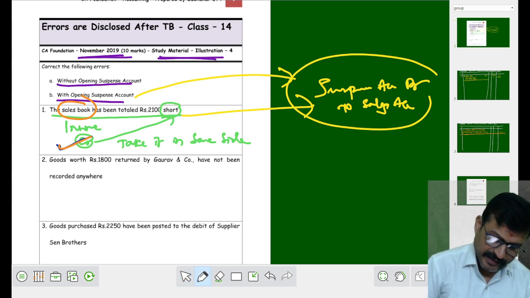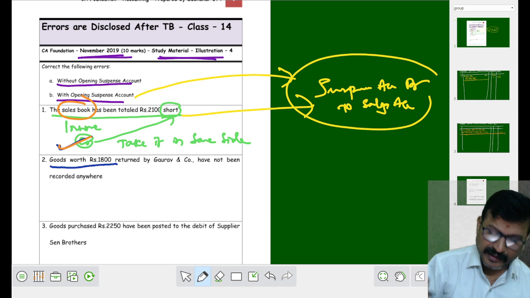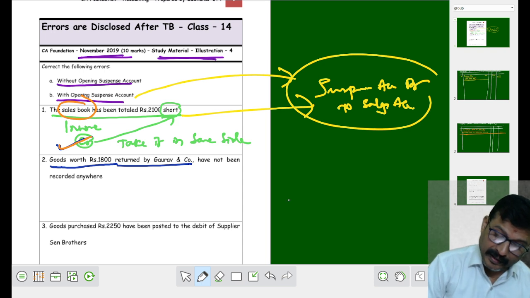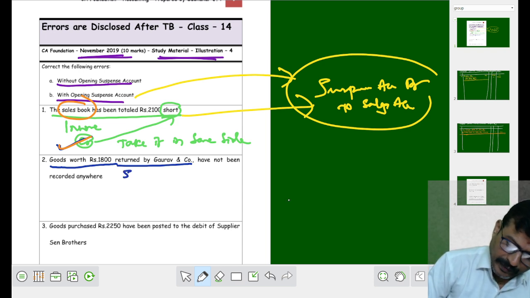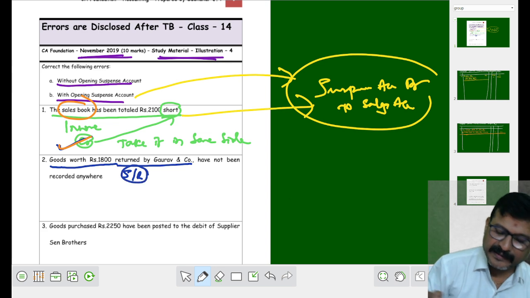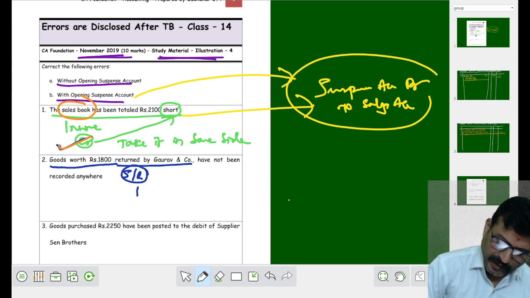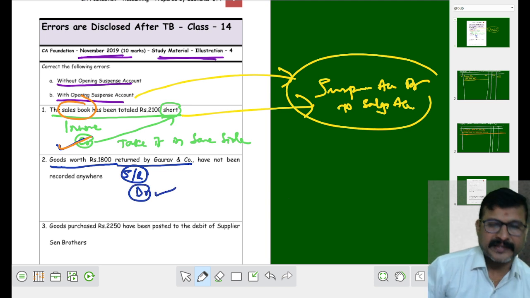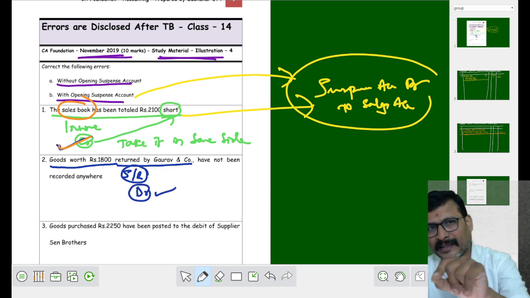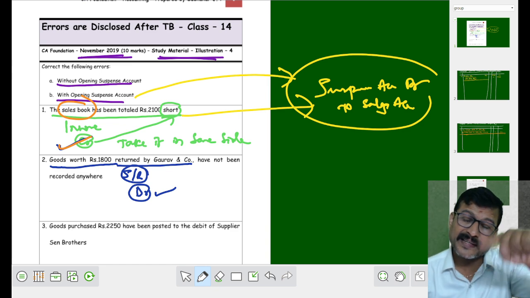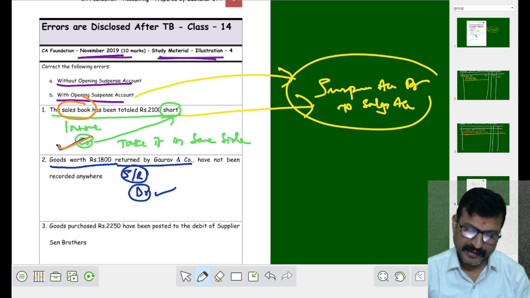What is there in the next transaction? Goods worth rupees 1800 returned by Gaurav & Co. Nodi, returned by Gaurav & Co. Returned by Gaurav & Co means it is a sales return. Sales returns, what we have to do? We have to take it in debit side. Because sales is an income, it comes in the credit side. Sales returns is the opposite, it comes in the debit side.